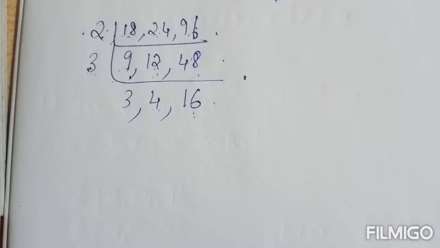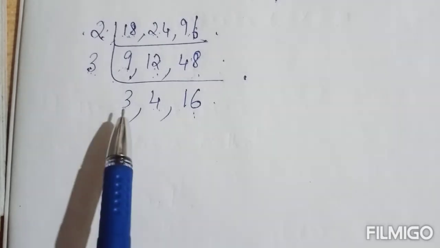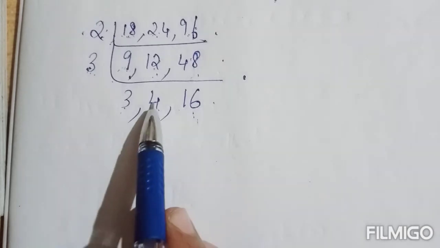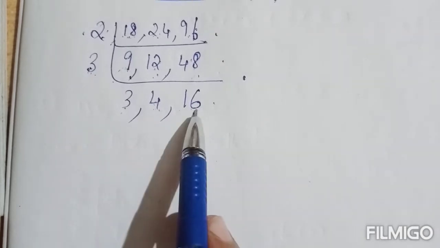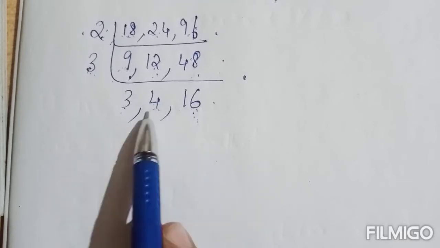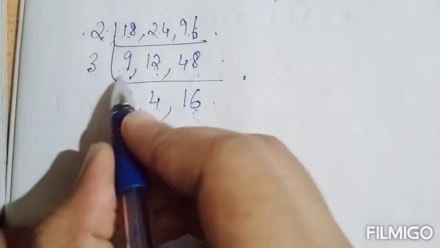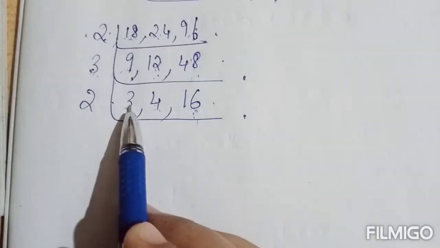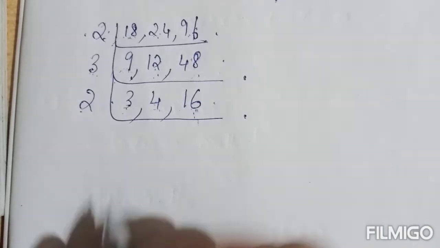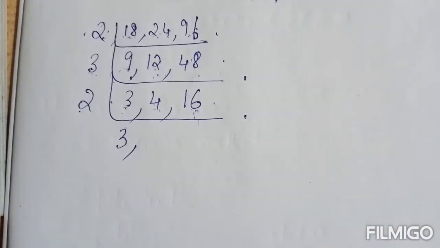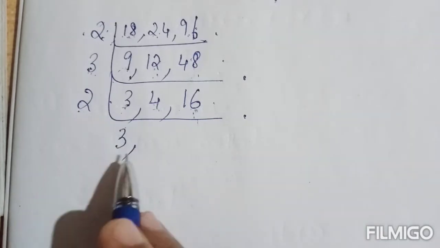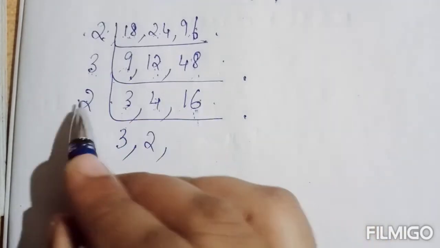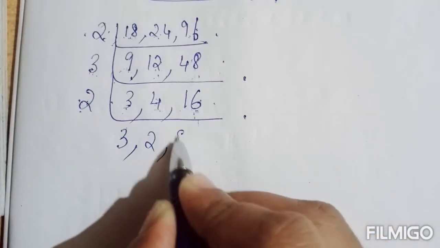Actually we can't find a prime number with which you can divide 3, 4 and 16. So what to do is, we can see here 4 and 16. We can divide 4 and 16 by 2. So we can select 2 here. 3 you can't divide by 2, so write 3 itself. 4 you can divide by 2, so 4 divided by 2 it is 2. 16 you can divide by 2, it is 8.